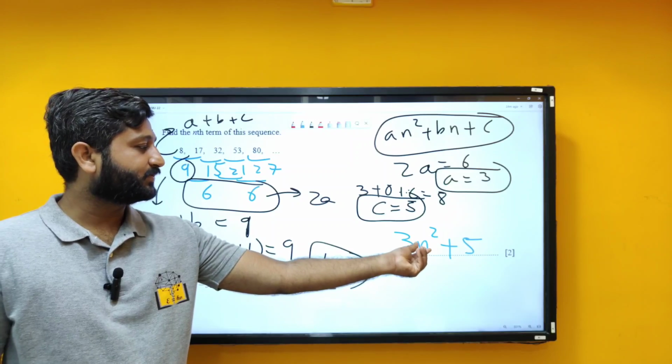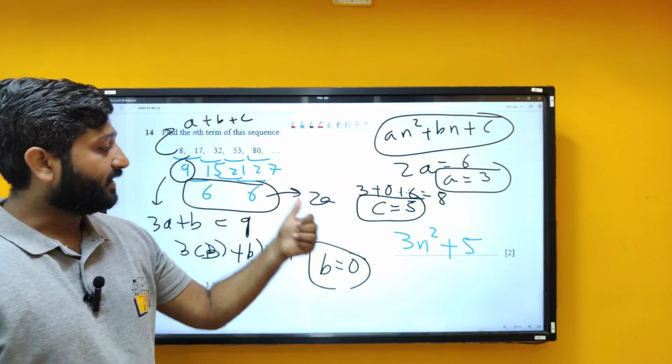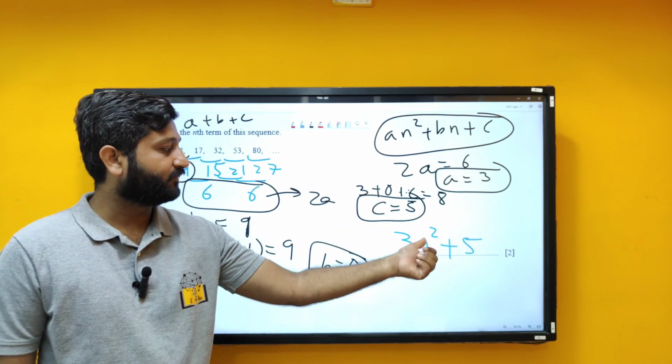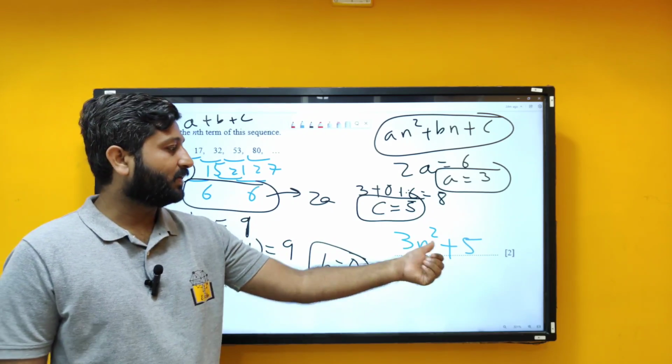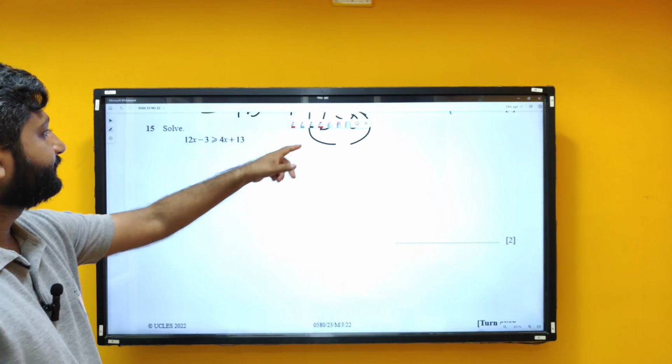Let me substitute n as 1. So we have 1 square is 1, 1 into 3 is 3, 3 plus 5 is 8. Let me substitute n as 2. 2 square is 4, 4 3s are 12, 12 plus 5 is 17. Yes, this works absolutely fine.